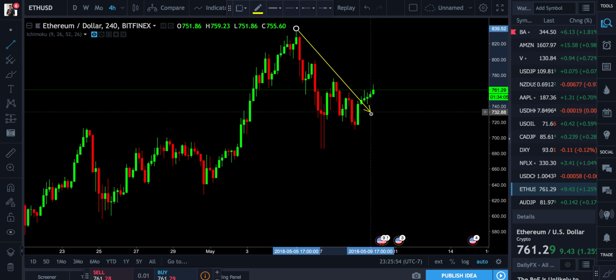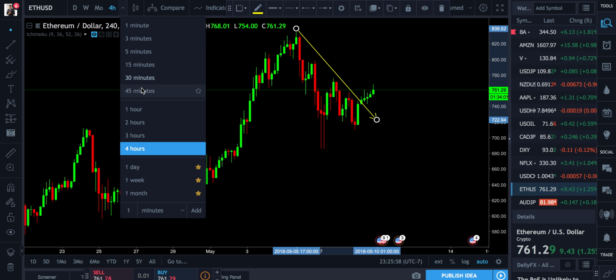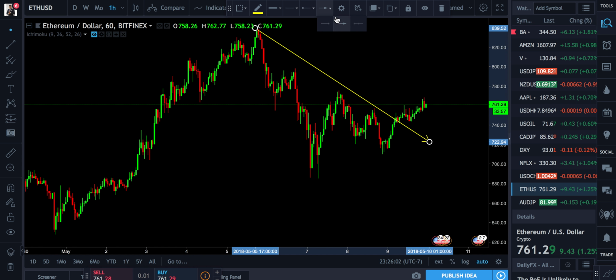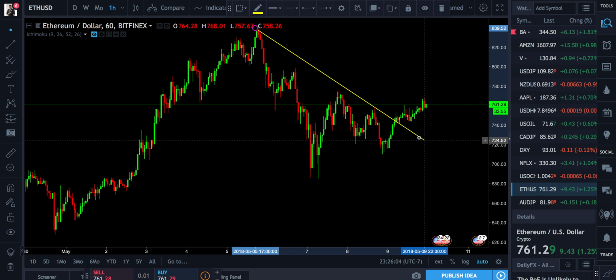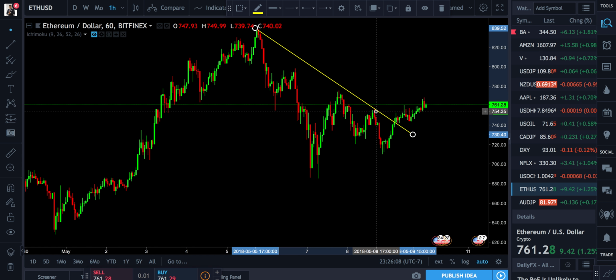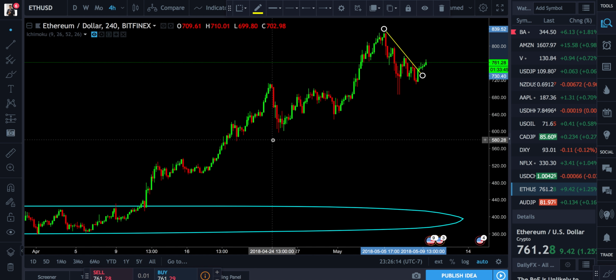So if I take the trend line from here to about here, let's go ahead and break this down to 1 hour. I'm able to get it more accurate. Basically all I'm doing is taking this trend line and placing it where it meets right here at the high of this candle, back in like the 8th of May. And let's go ahead and go back to the 4 hour chart.